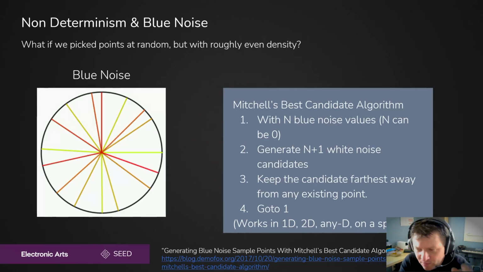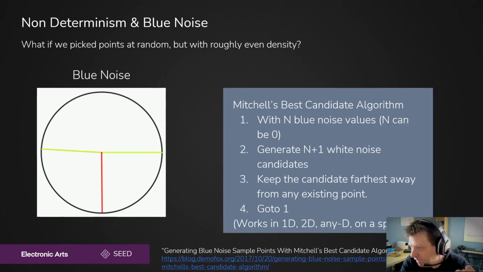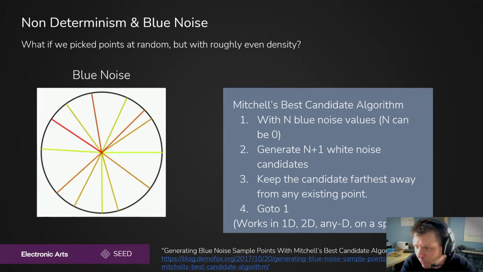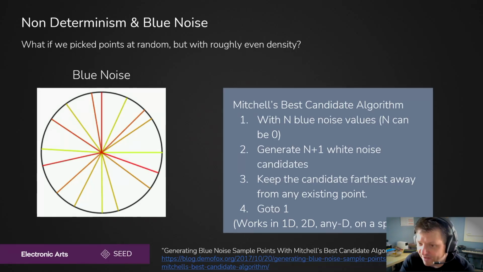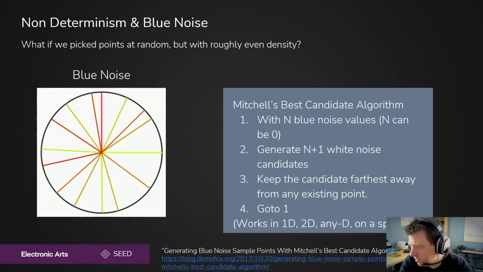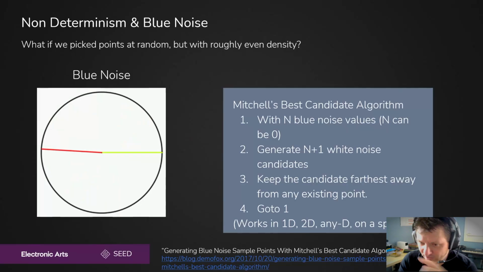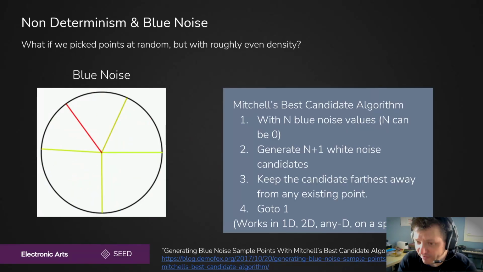However, if we wanted randomness, but we also wanted the property of good coverage over the entire domain, we can do that. There's a great algorithm called Mitchell's best candidate, and basically, you can generate any number of points that are randomized but roughly evenly spaced. And much like the golden ratio sequence, you don't need to know how many that is in advance. You can just add more points if you need them. And when we do that, it's called blue noise.